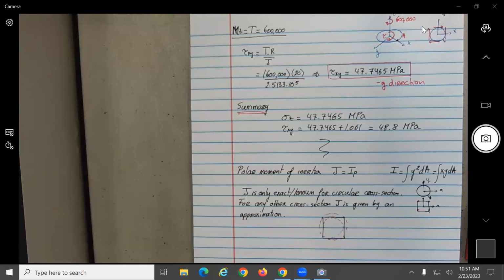So is there no formula for other shapes? They are approximated formulas. But if you go to different textbooks, you will see some may have different ones.